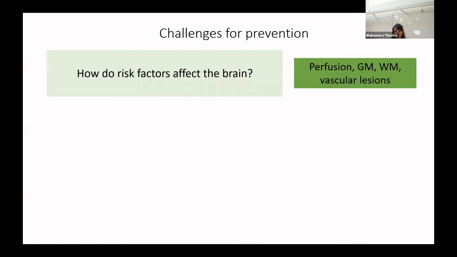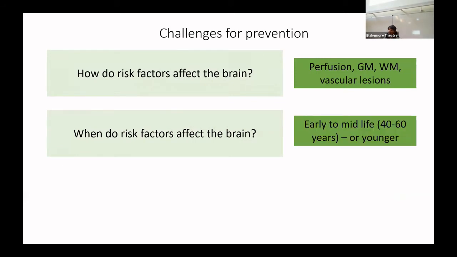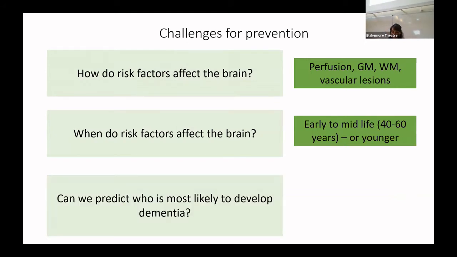So our work has essentially shown risk factors can have effects on perfusion, gray matter, white matter, brain vasculature, and they begin to affect the brain much earlier than one would think. So you can sort of have measurable changes in early to midlife, perhaps even younger.